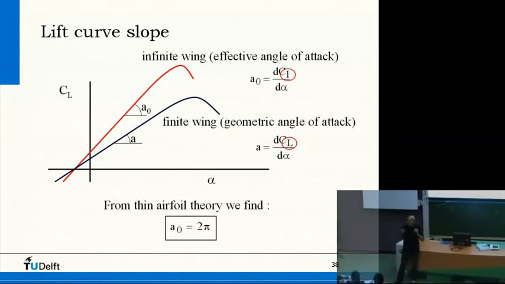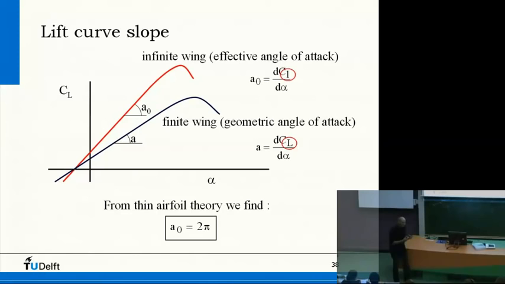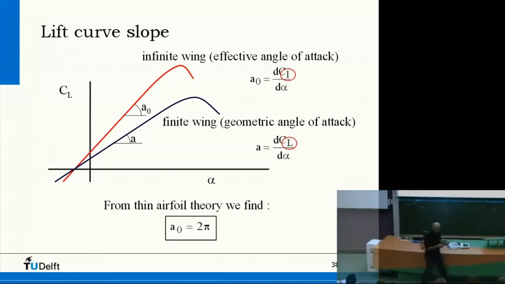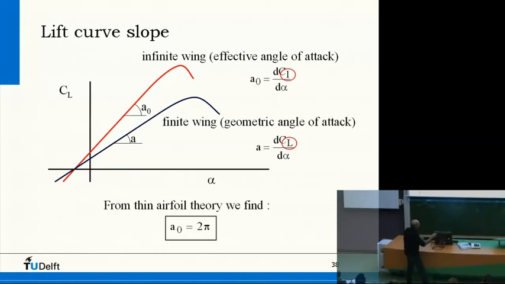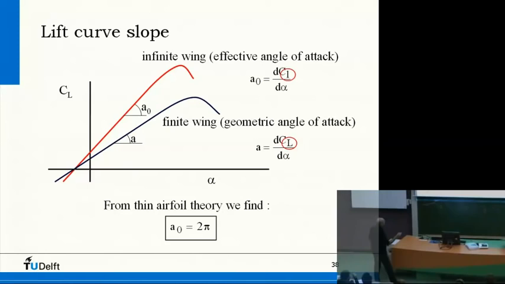If we would have an infinite wing, so an airfoil, then we would have this lift curve. In general, when we talk about airfoils, then we write the CL with a small l, and if we talk about wings, then we write the CL with a capital L. This lift curve slope is a0, dCl/d alpha. And of the finite wing, we look at the geometric angle of attack, and this is a.